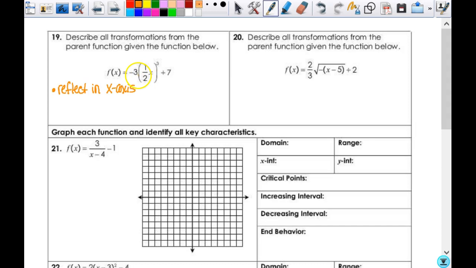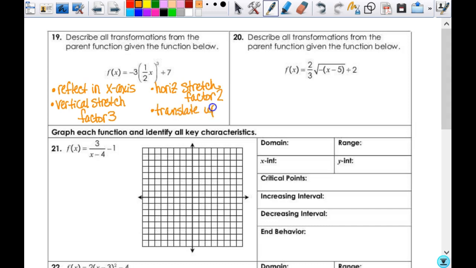Then this 3 is on the outside, so I have a vertical stretch of a factor of 3. And this 1/2 is on the inside with the x. It's on the inside of the cubed part. So that's going to affect it horizontally, and x lies. So this is actually a horizontal stretch with a factor of 2. And then this 7 means I'm going to translate up 7.